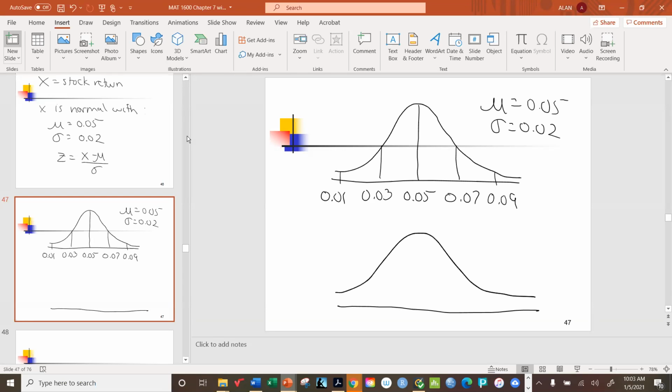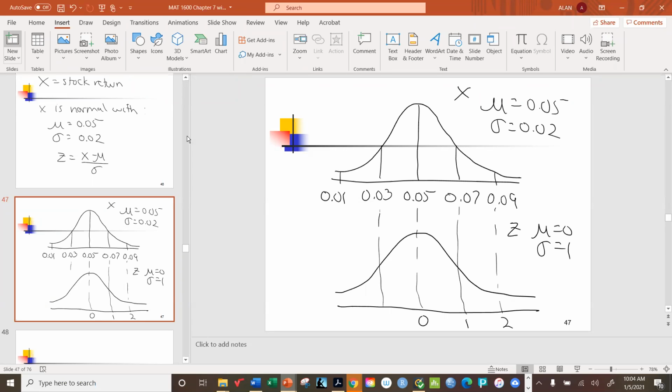So the equivalent values on the standard normal curve, this is X, this is Z, which has a mean of 0 and a standard deviation of 1, would be 0. Now this one is 1 because it's 1 standard deviation above the mean. This is 2 because it's 2 standard deviations above the mean. This would be represented by -1 because it's 1 standard deviation below the mean. And finally, this one is 2 standard deviations below the mean.